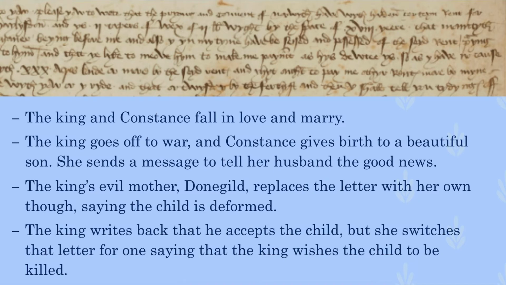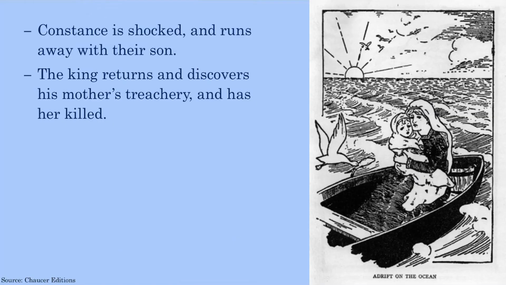She sends a message to tell her husband the good news. The king's evil mother, Donegild, replaces the letter with her own though, saying the child is deformed. The king writes back that he accepts the child, but she switches that letter for one saying that the king wishes the child to be killed. Constance is shocked and runs away with her son. The king returns and discovers his mother's treachery and has her killed.